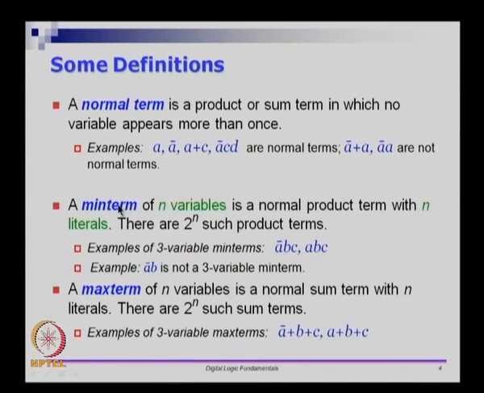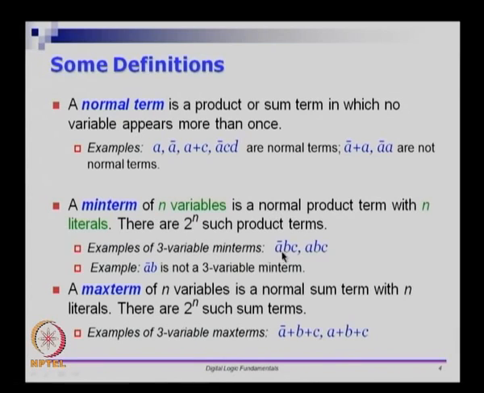Now, what we really need is the definition of min terms and max terms. These are the things that we need. A min term is defined on n variables, and it is a normal product term. Let us see what that means. Let us start with product. Product means it should be a concatenation, a logical AND, of n variables. We want n literals concatenated, and it should be normal.